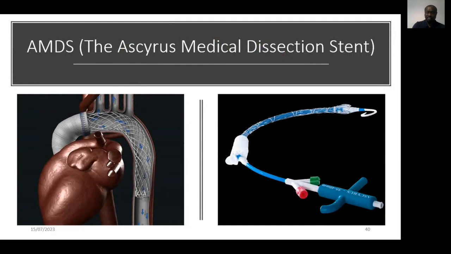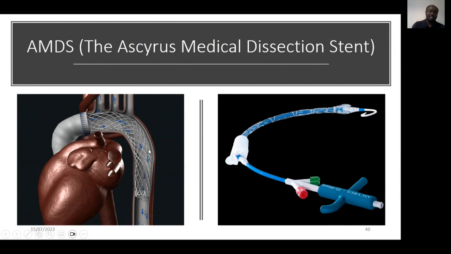This is a new device that just came out recently. They call it AMDS. I won't bore you with this. It's also a way you can stent the arch. So you can see this is not a covered stent, a naked stent, but you can anastomose here at zone 0 where you can see. I think there's a 10 in the arch. You can put this stent.